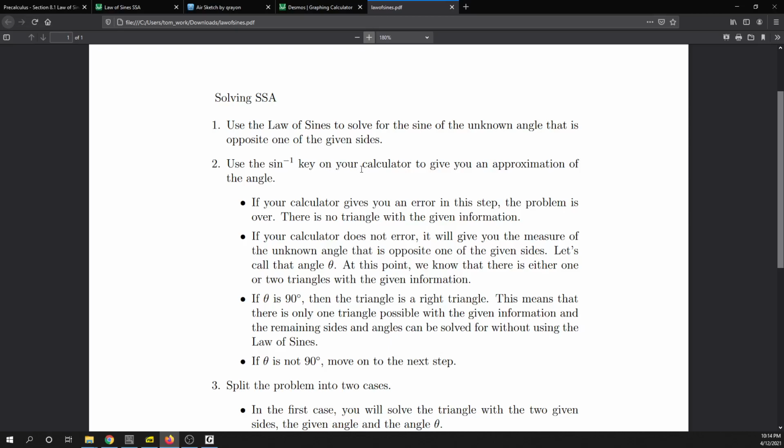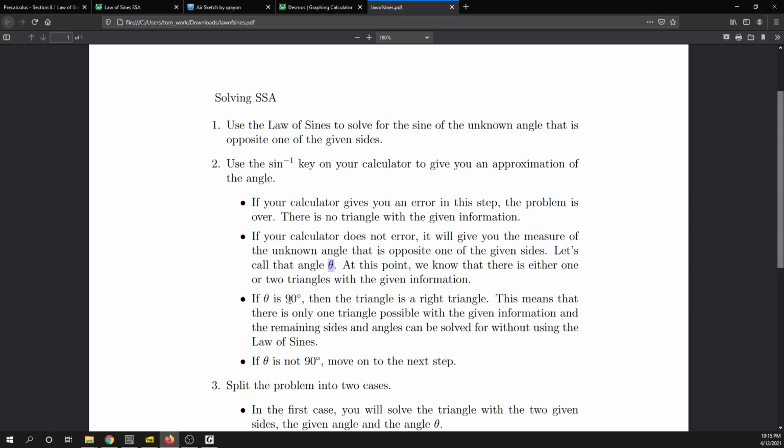When you do that, there's a couple of things that will happen. Number one, if your calculator gives you an error, well, then you just stop. That's it, and the problem is over. That would be the case where you have a 0 triangle. So if your calculator errors out on that step, okay, boom, there's 0 triangles, problem's done, move on to the next one. All right, so if your calculator doesn't give you an error, it's going to give you an angle that is opposite one of the given sides, and I'm going to call that theta for reference purposes here. And so if your calculator doesn't error, what that means is that you're either going to get 1 or 2 triangles with the given information.